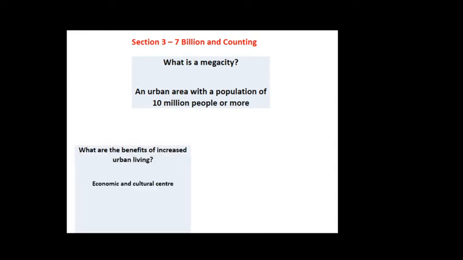And what are the benefits of increased urban living, so more people living in an urban area? In this particular example with Sao Paulo, it was the fact that it's an economic and a cultural centre. So if you go to London, as a different example, it's where a lot of the financial companies are set up, and there's a lot of different cultures because there's so many people living in that particular area.